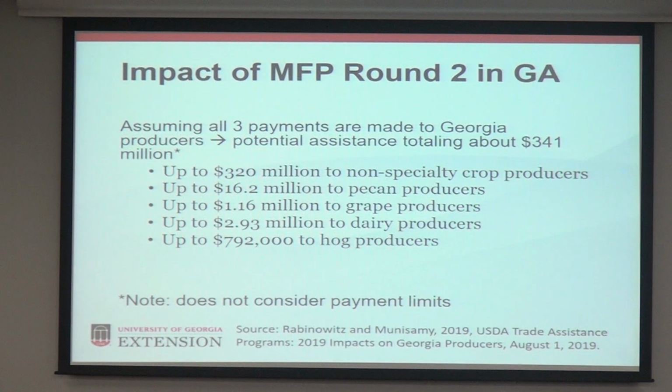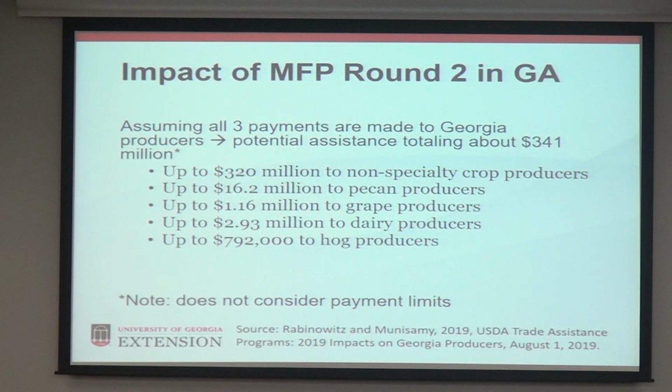And so Brett talked about the fact that we've already had the first payment, the second one upcoming, and the third, depending on the resolution or no resolution of these trade issues. Assuming that all 3 payments are made, the potential assistance totals about $341 million. And it breaks down to about $320 million to non-specialty crop producers.